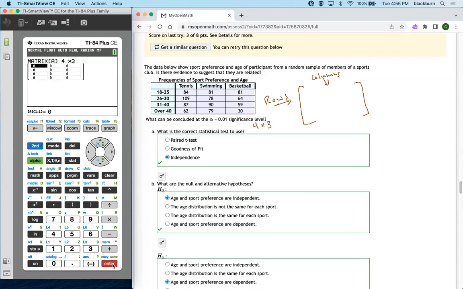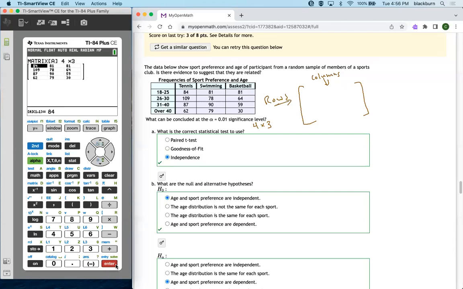Now I just enter the numbers. So 84, 81, 81 in the first row. Second row, 109, 78, 64. Third row, 87, 90, and 59. Fourth row, 62, 79, and 30. So there I have my matrix entered. The age groups and the tennis and swimming labels don't matter.